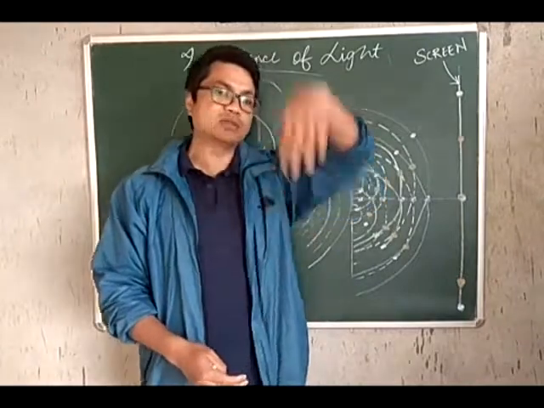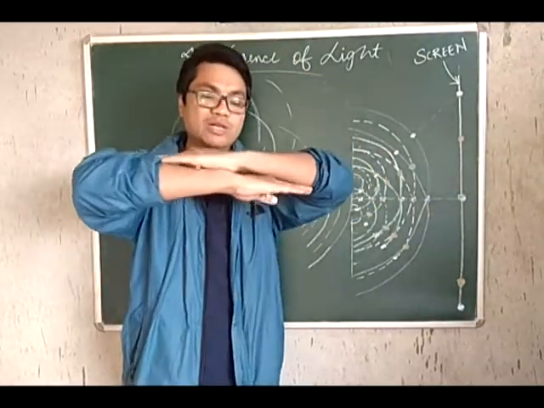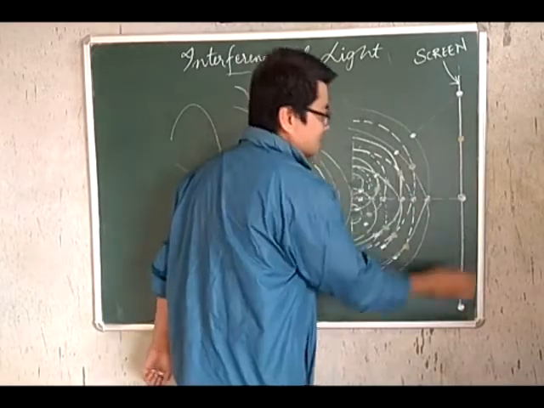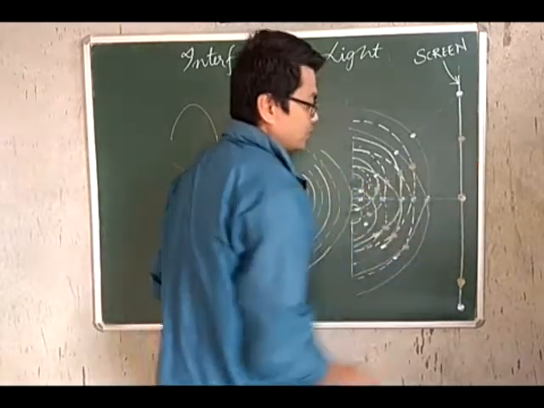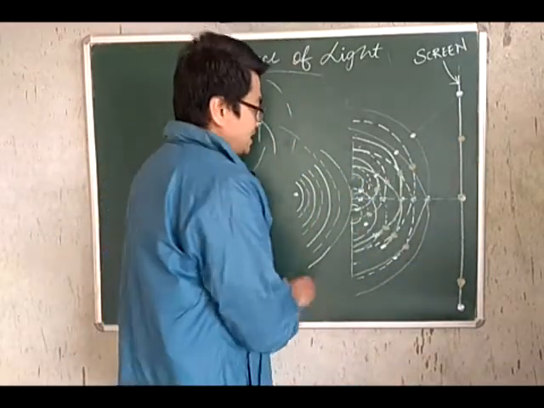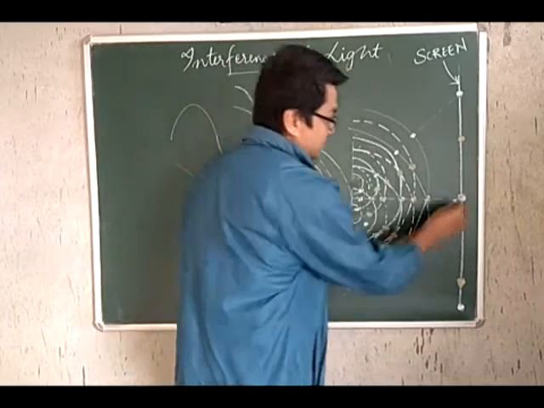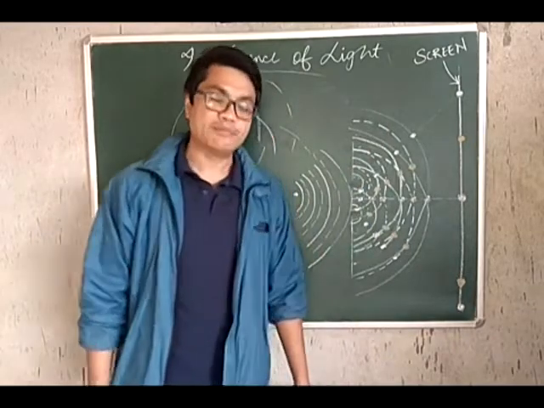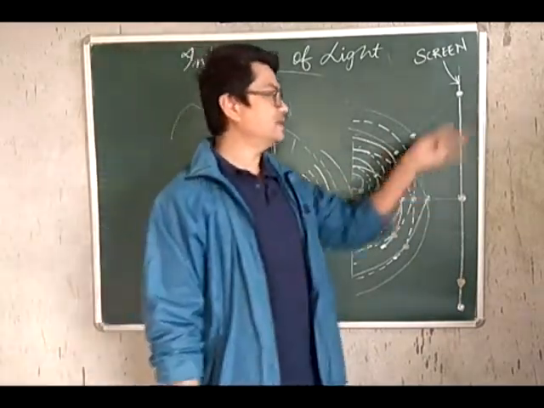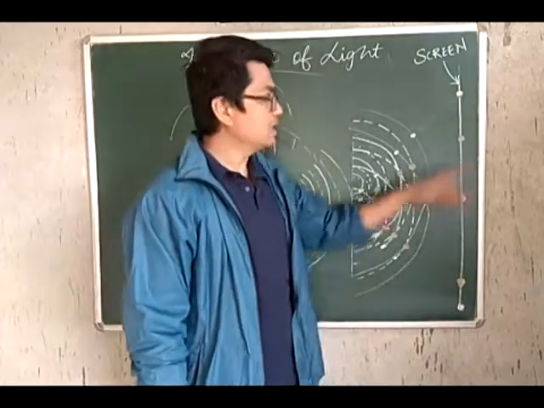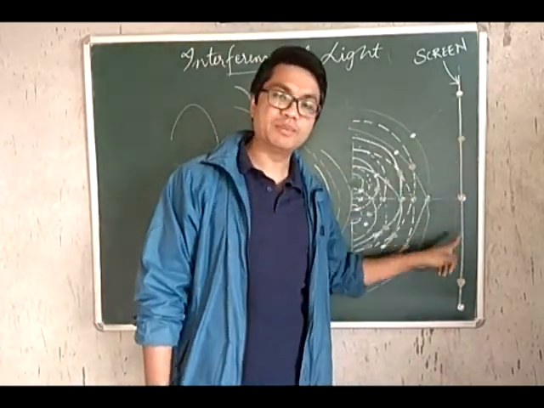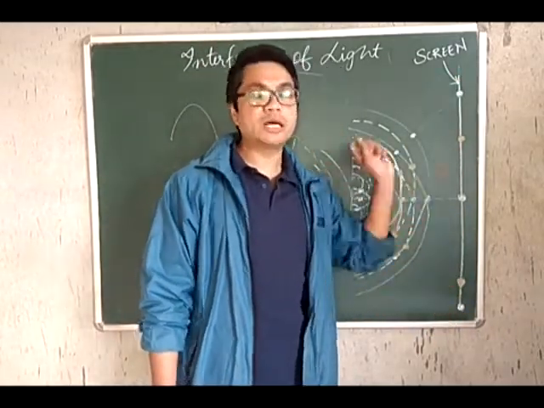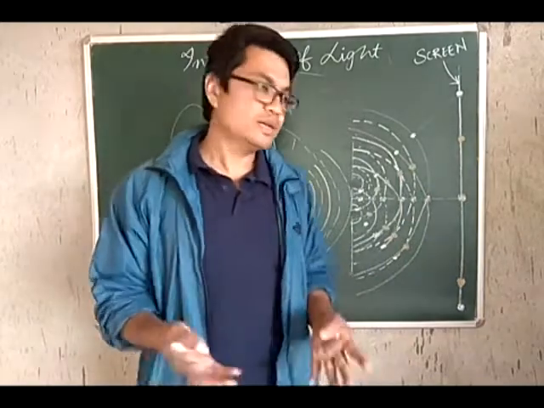Minimum means where a crest meets a trough, they cancel each other out and we get a minimum. So these are points where we are getting a minimum. When we place a screen, this will be the point where we get a minimum. Likewise, these are points where we are getting a maximum, so this will be maximum, this will be minimum, and this will be a point where we are getting a maximum. So we'll get this kind of pattern on the screen, alternate maxima and minima.